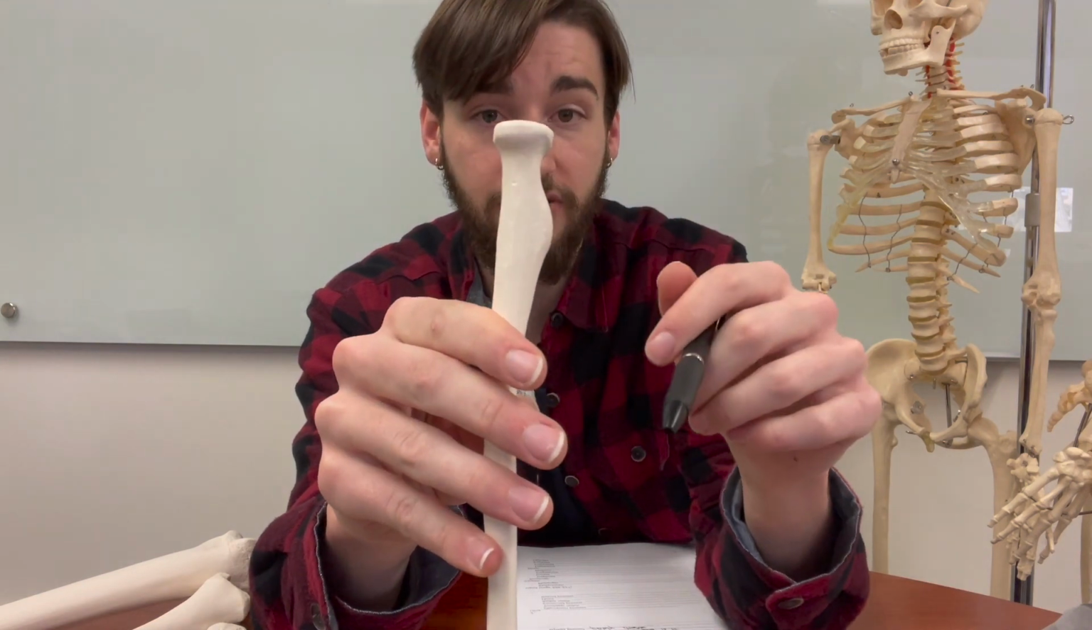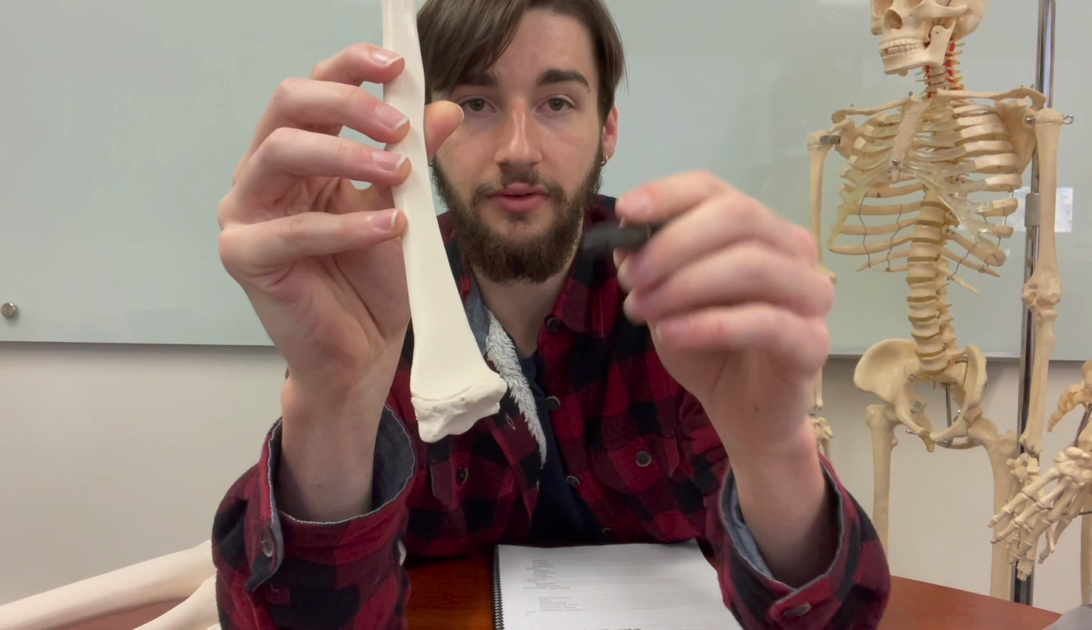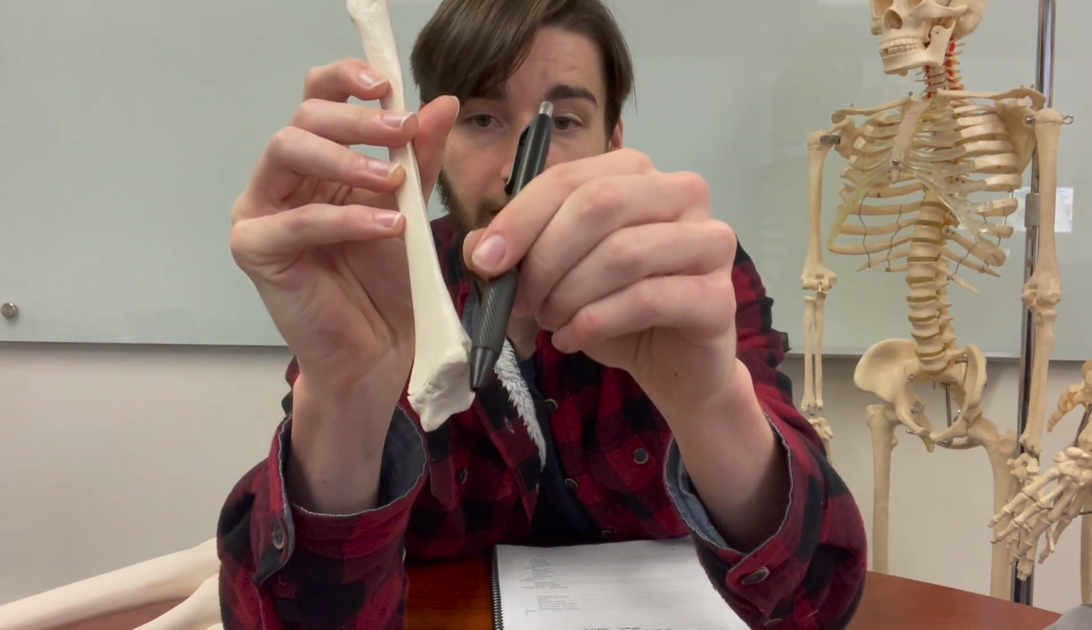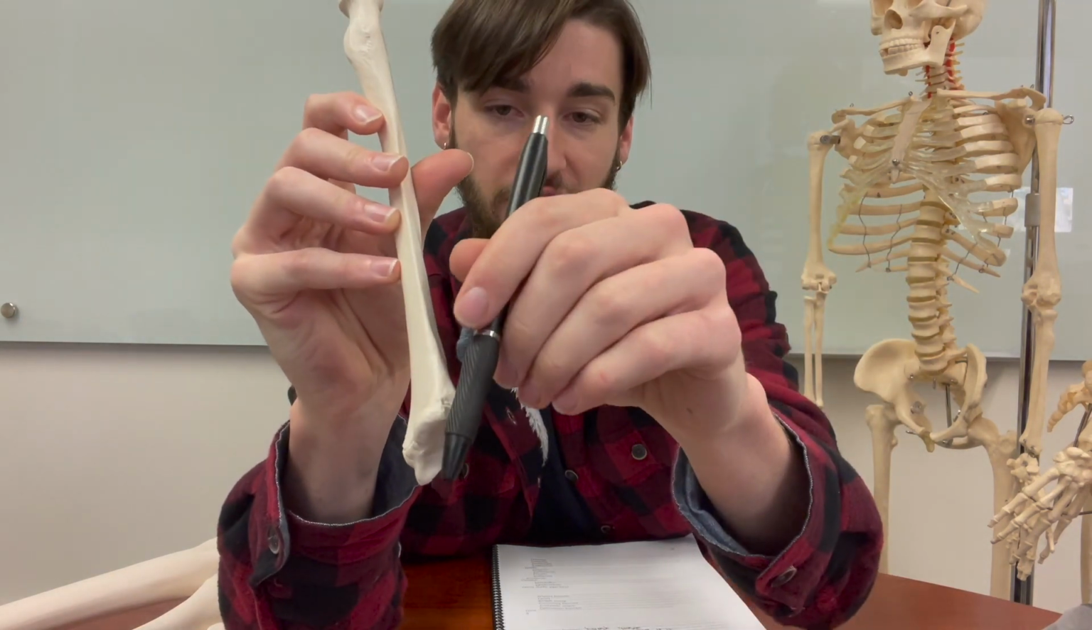Next, we've got the ulnar notch. The ulnar notch is going to be down on the bottom of our radius, right? And it's going to be this little notch right here. That little notch is where our ulna is going to articulate, this small spot, right?